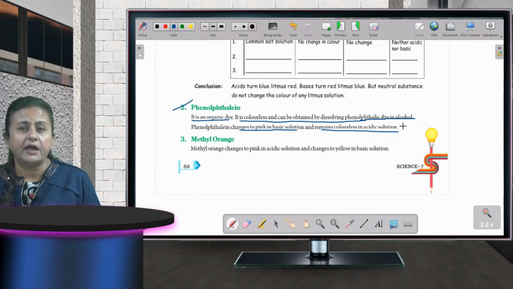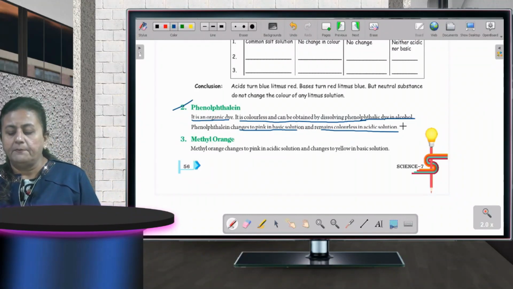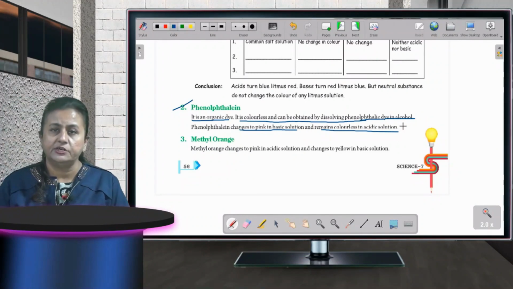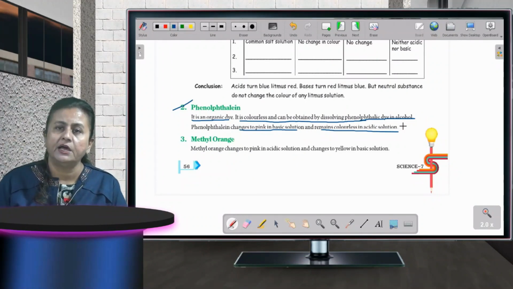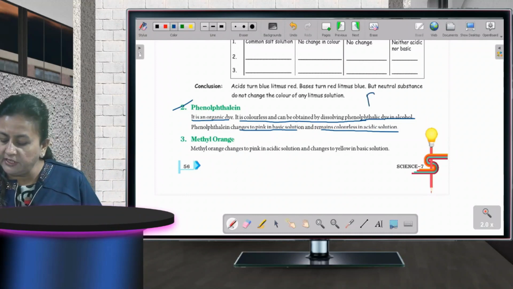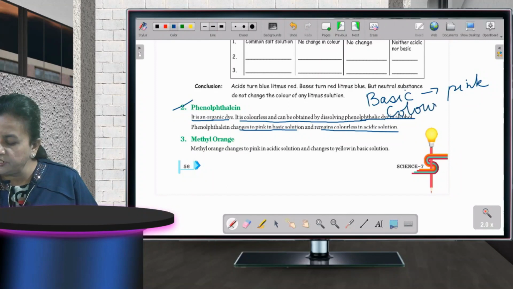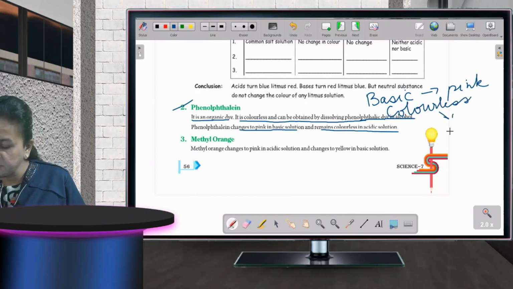What happened? If anything is basic, right? If the given solution is basic in nature, it will change to pink color. If the thing is basic, it will change into pink. And if no color change happens, it remains colorless, that means it is acidic in nature.